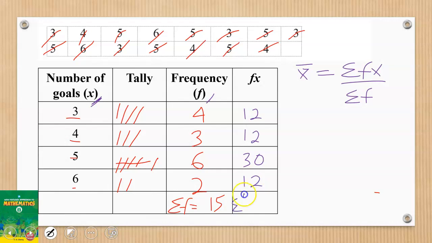So the sum of fx will be equal to 66. And so we can find our mean by saying mean is equal to 66 divided by 15. When we do simple division, 66 divided by 15 will give us 4.4. And so you can see that that's the mean, and it's not far from what we had for the median and then the mode. Let's take another example.